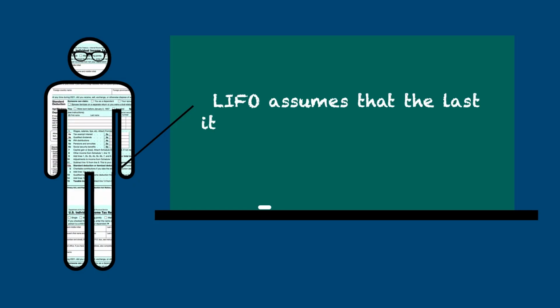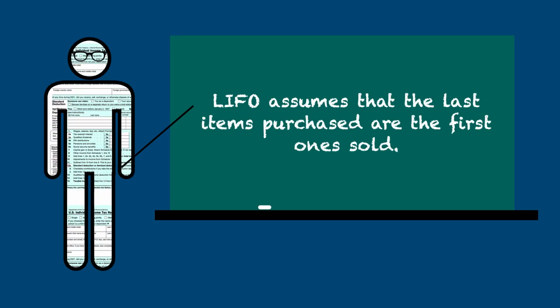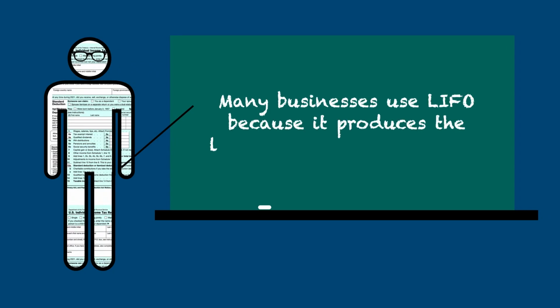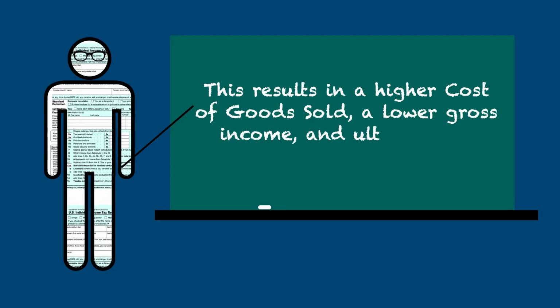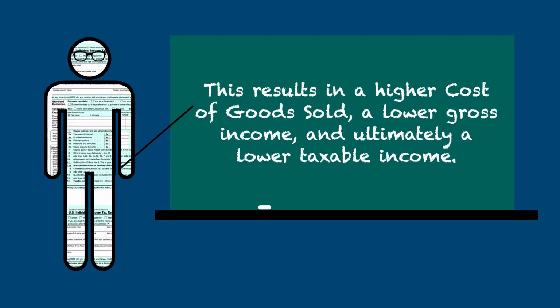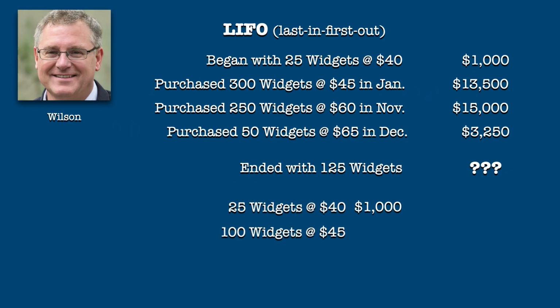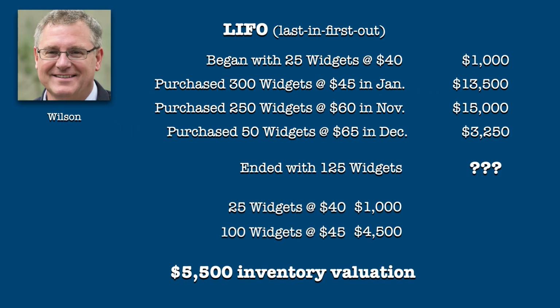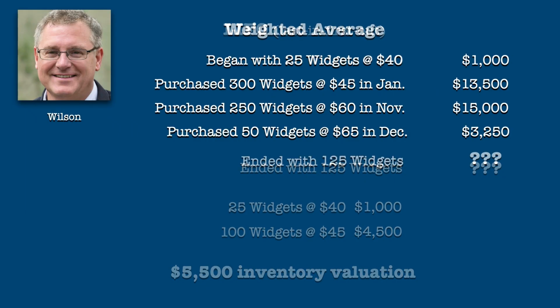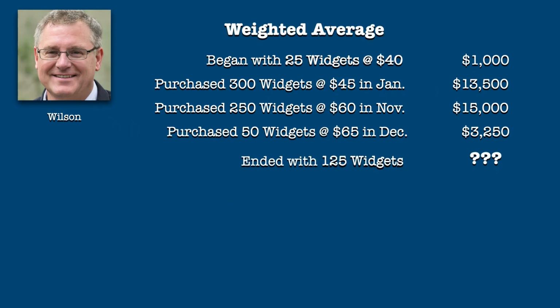Next, let's use LIFO, or last in, first out. LIFO assumes the last items purchased are the first ones sold. Now, I know that doesn't make a lot of sense, but many businesses use it because it produces the lowest inventory valuation. This results in a higher cost of goods sold, a lower gross income, and ultimately a lower taxable income. With LIFO, you work from the beginning of the year. Of the 125 widgets, we value 25 at $40 and 100 widgets at $45, resulting in an end-of-year inventory valuation of $5,500.